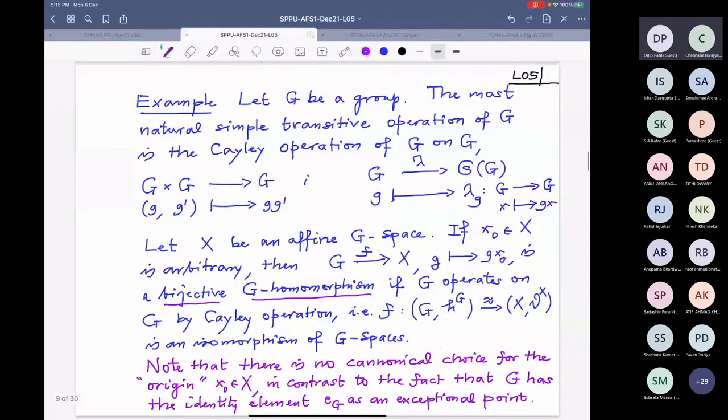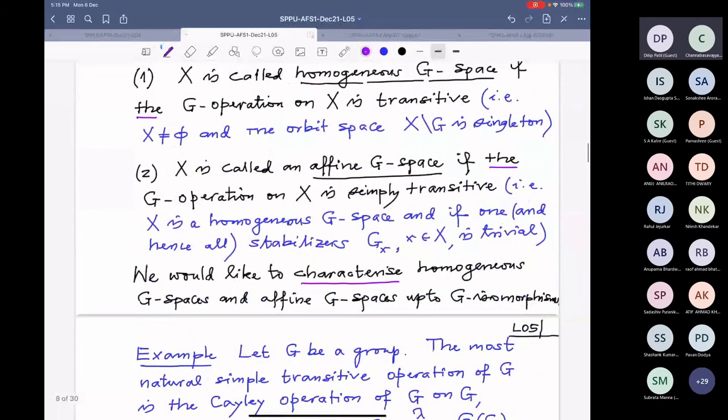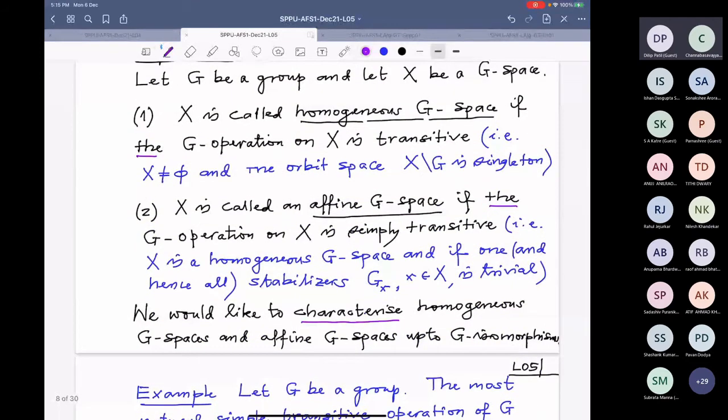So, example. Now remember our aim. Our aim is to characterize all homogeneous G-spaces and all affine G-spaces up to G-isomorphism. Do you understand that phrase? What does characterization up to G-isomorphism mean? Is that clear? Akshay, is it clear to you? Yes, sir. What does that mean? Can you please tell me?